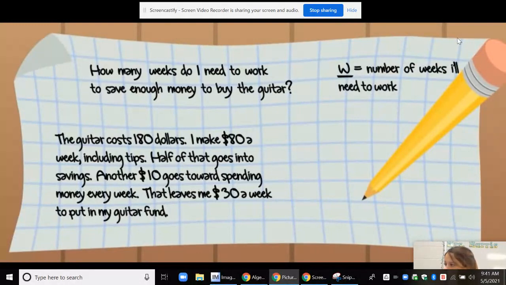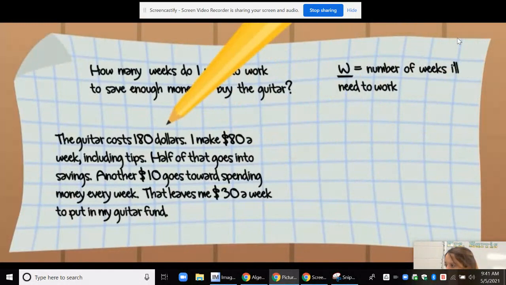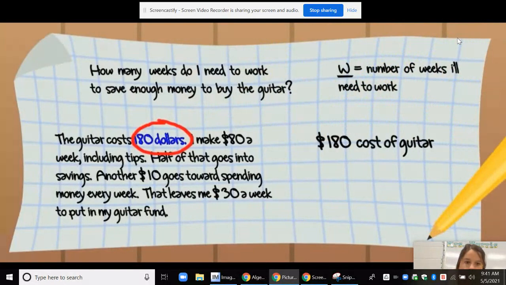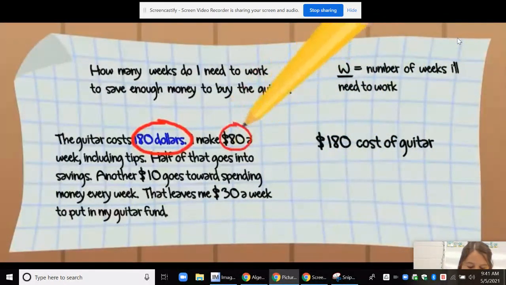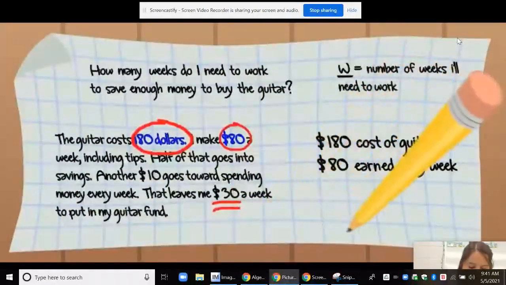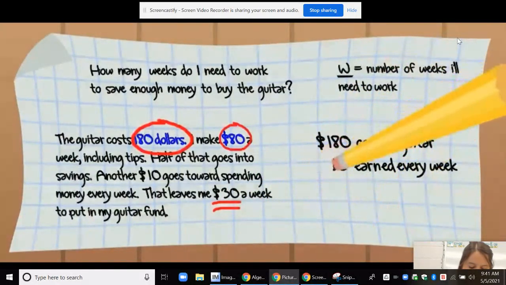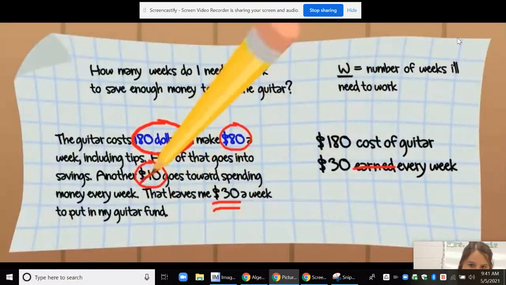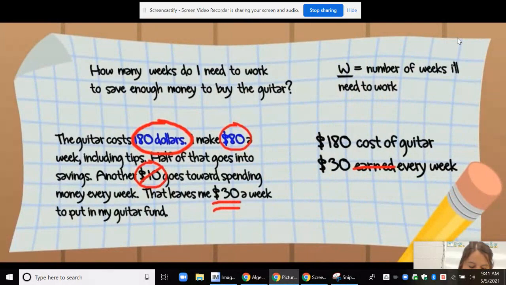Next, let's pick out the important facts from my notes. Don't we need all of the numbers? Let's start at the top and see. There's the cost of the guitar. It's our final goal. We'll need that. Definitely. $180. And since we're trying to find how many weeks I'll have to work, write down $80. That's how much you make in a week. It is, but even though I make $80, I can only put $30 in my guitar fund every week. So 30's the number we need? You got it. Don't we have to take out $10 for spending money? Well, that was already figured into the $30. Oh, yeah. Now I see. So we've got our unknown variable, W, the total amount I need, and the amount I can save each week.